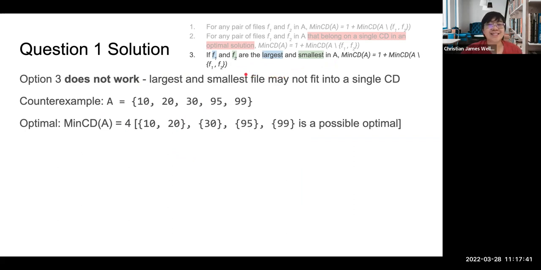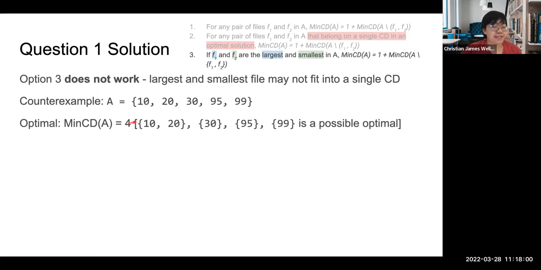So this suggests, oh, maybe there's some greedy choice, right? You always choose the largest and smallest. I think that's a reasonable train of thought. But the thing is, the largest and smallest may not even fit in a single CD. For example, 10, 20, 30, 95, 99. If you choose, this is the optimal.